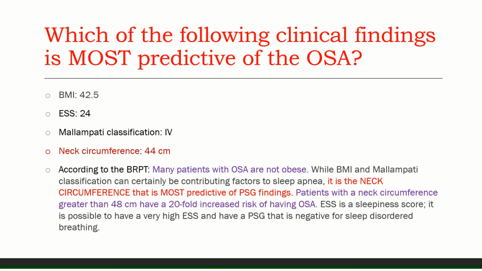And as far as the Epworth Sleepiness Scale, it's possible to have a very high ESS and have a PSG that's negative for OSA. So out of these, even though that Mallampati is kind of high, they could possibly have it. The BMI is very high. They could possibly have it. I mean, all of these are contributing factors. All of these will indicate that a patient may have OSA. But the key word here is most predictive. So the most predictive will be the neck circumference.